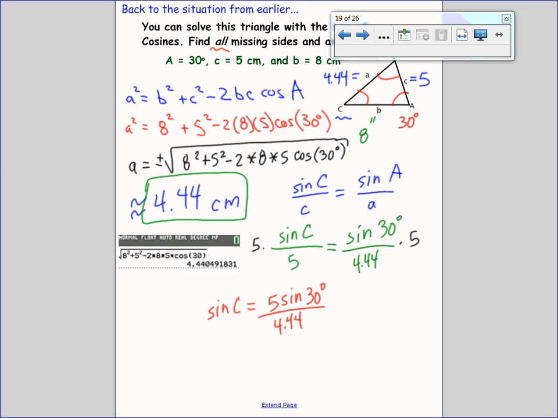Absolutely. We'll do the inverse sine of both sides. If sine of angle C equals blah, then angle C equals the inverse sine of blah. In this case, blah is 5 sine of 30 degrees, close angle, all over 4.44.